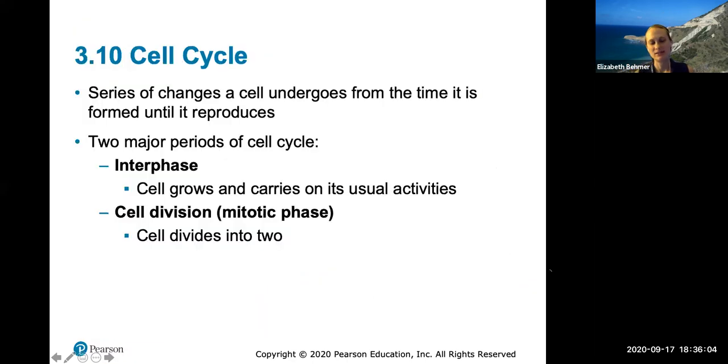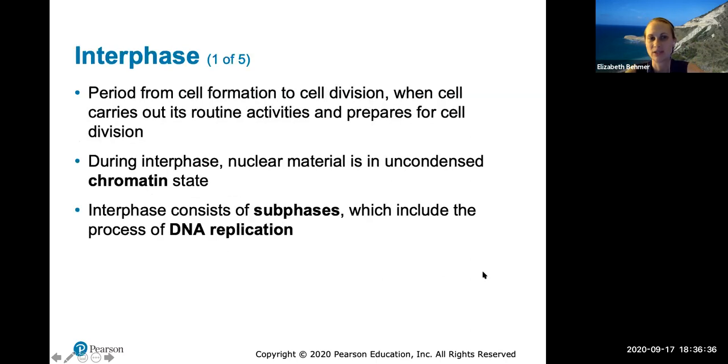We're going to start with the cell cycle, which is the series of changes that the cell undergoes from the time it's formed until it reproduces. There are 2 main periods in the cell cycle: interphase, where the cell grows and carries on its normal activities. So if it's a muscle cell, it continues to contract. If it's a cardiac cell, it will continue to perform its normal functions. And cell division is the mitotic phase, when the cell divides into 2 identical daughter cells through mitosis.